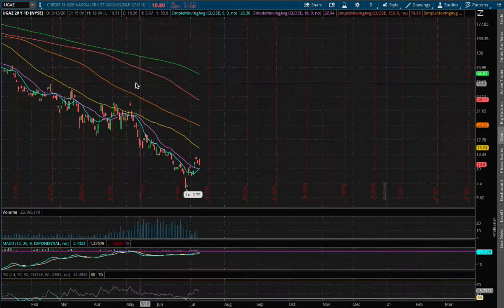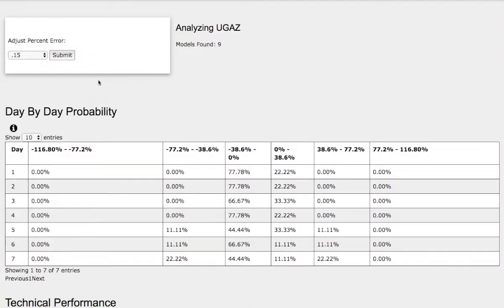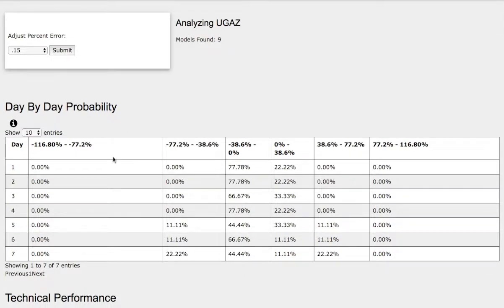Hello viewers, we'll be going over UGAZ and DGAZ. In this video, we'll be using the day-by-day probability model as our support and resistance gauges, and these models are based on past trends that are similar to the current trend but not identical, so do keep that in mind.